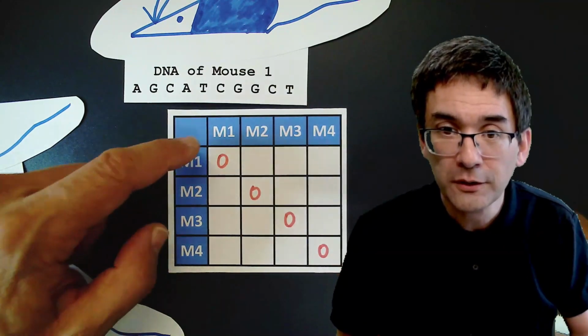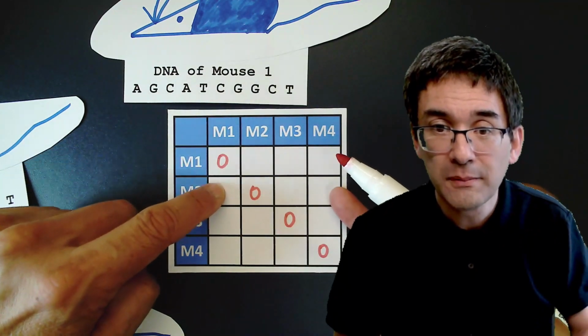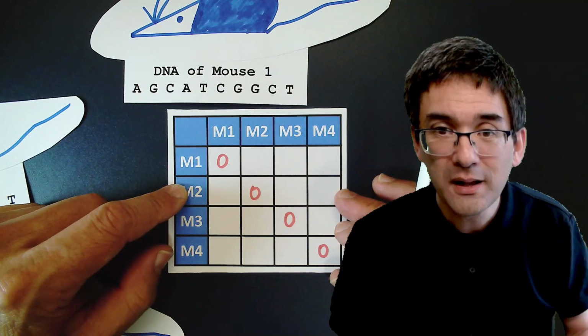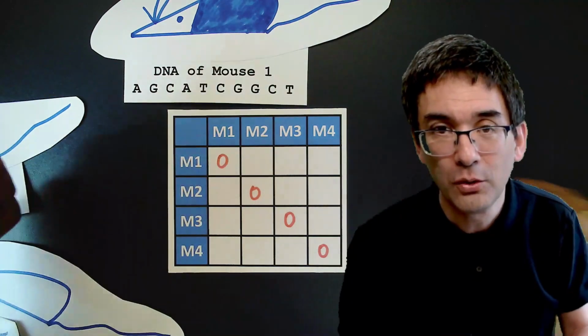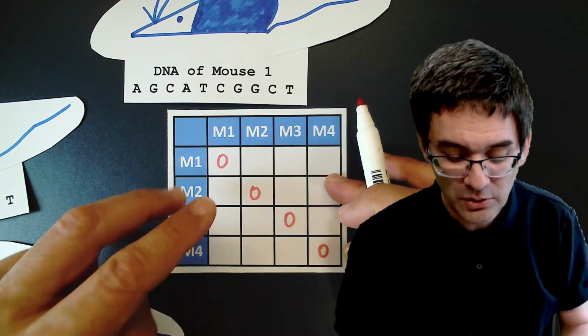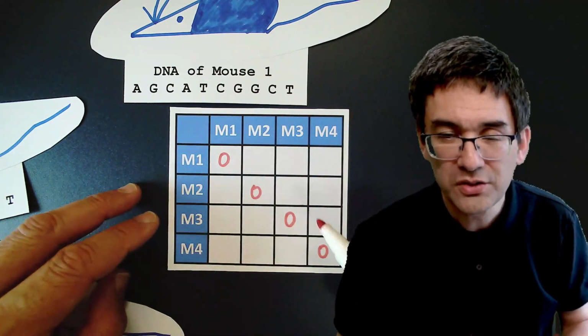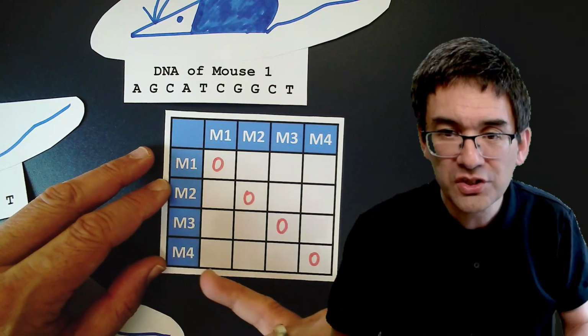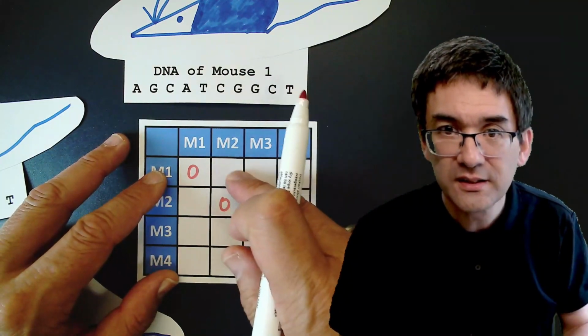Because when we compare the differences between mouse 1 and mouse 2, this is the same as comparing mouse 2 with mouse 1, obviously. So we don't need the lower half over here. I'm just going to ignore it. I can make an X if I want to, but no, I'm just going to leave it empty. We just don't need it. But that's the corner here, that is the thing that we need.